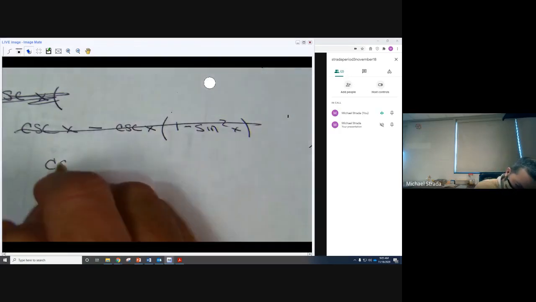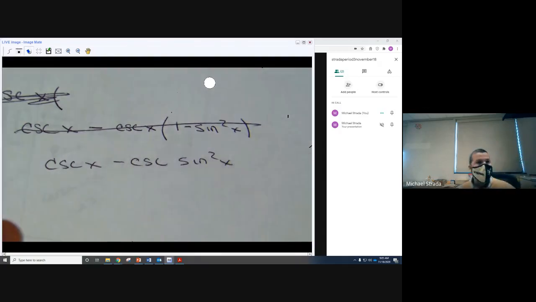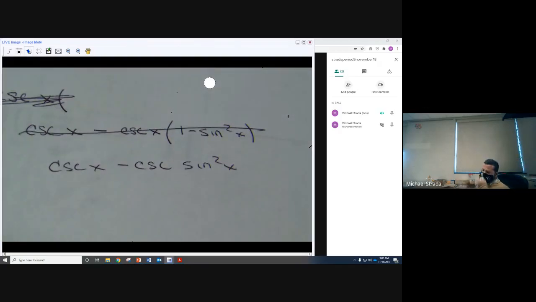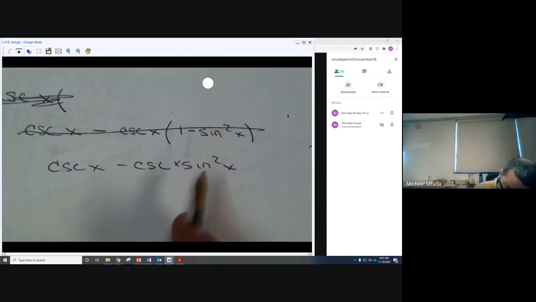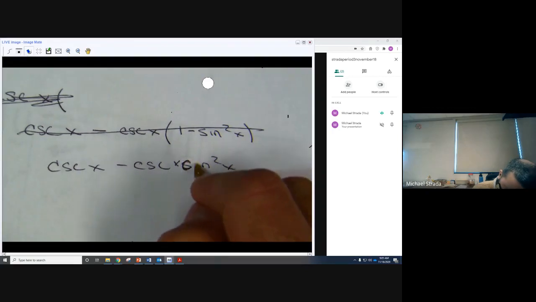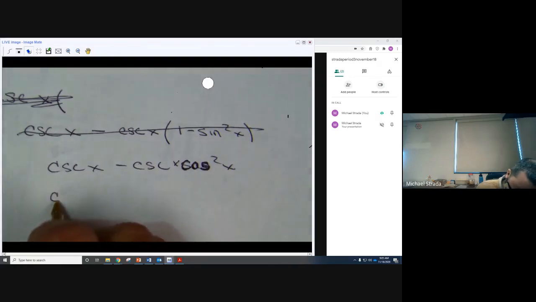Oh, one more time. Cosecant x minus cosecant x sine squared x. Okay. Now, this is why we gave you the steps 1, 2, and 3. Okay? See how they both have a cosecant x? That's why that's your first priority. When they both have the same thing, pull it out. So since they both have cosecant x, and we're going to change this to cosine squared x, sorry. This is what happens when I try to think of things in my head. Sorry. So it's cosecant x minus cosecant x cosine squared x. So they have the same thing, so cosecant x.